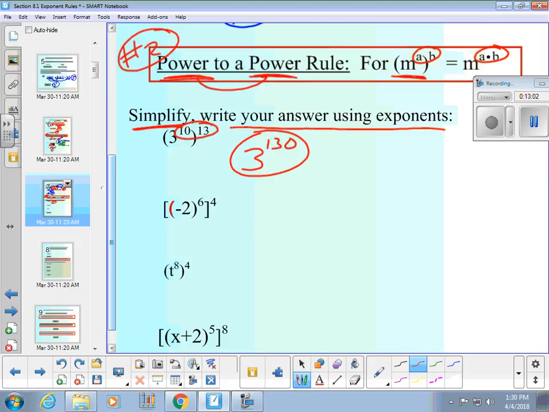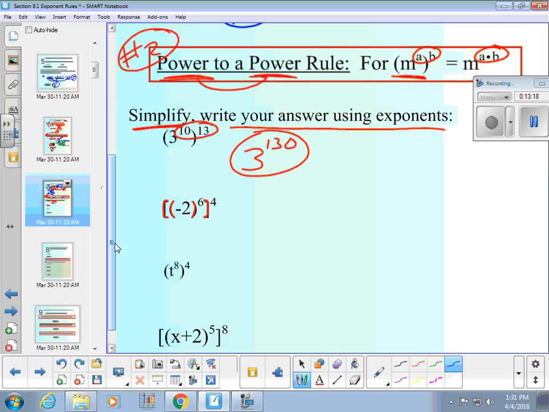The next one, don't be too fooled. Remember what we said about negative numbers that are our base. It needs a parentheses around it. And the brackets is just another type of parenthesis, correct? Or another type of grouping device. So it's just showing you that it's -2. Since it's a negative, it needs parentheses. And then the brackets are like another parenthesis.